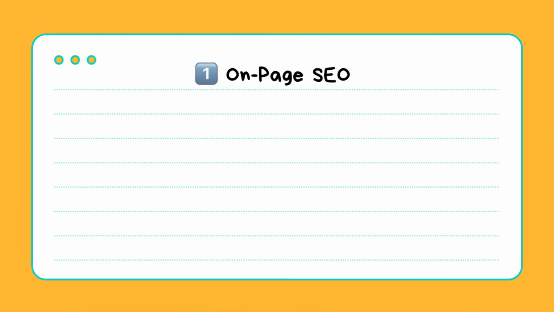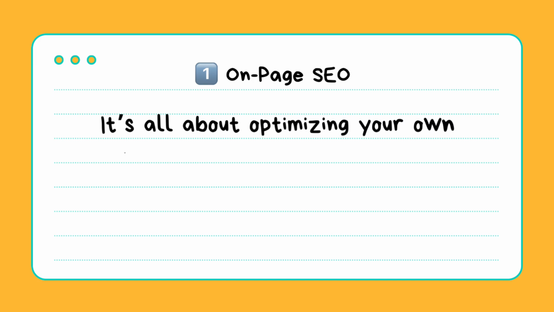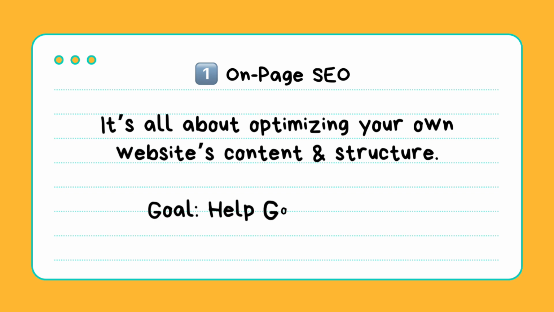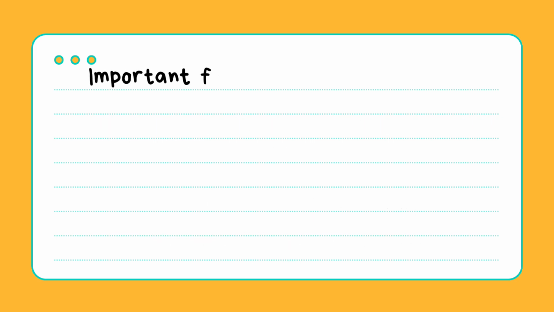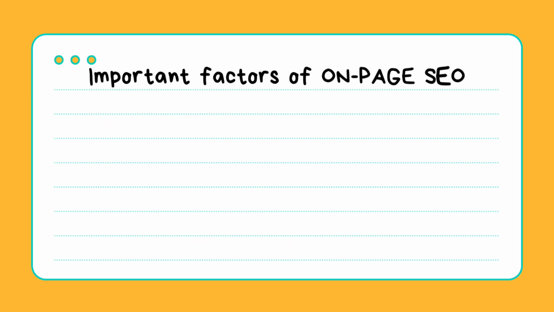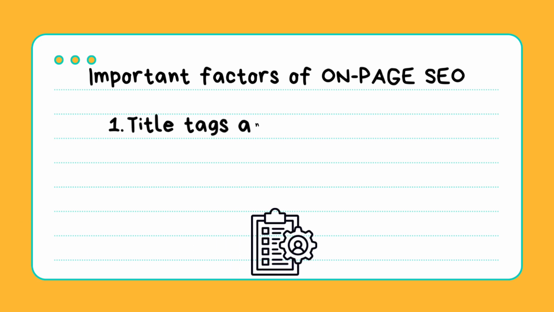One, on-page SEO, optimization inside your website. This is the part of SEO that is completely under your control. The goal here is to optimize your content and structure so that both Google and users clearly understand what your page is about. Important factors of on-page SEO: 1. Title tags and meta descriptions.